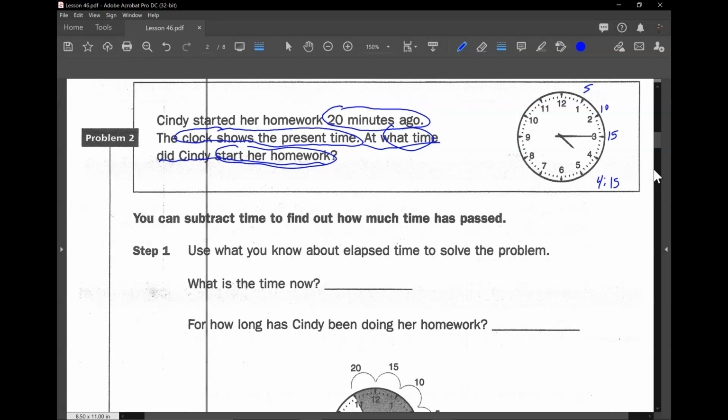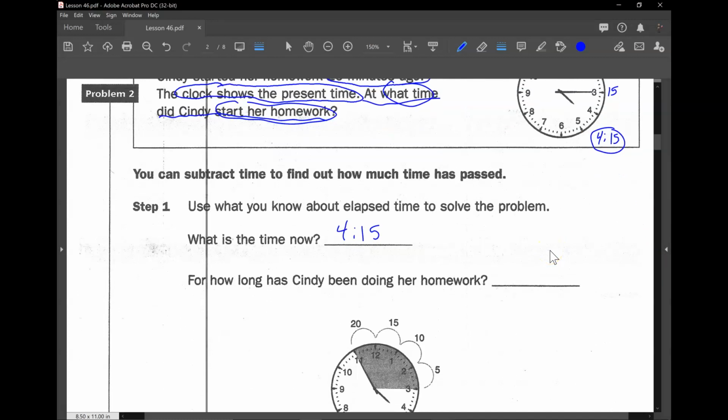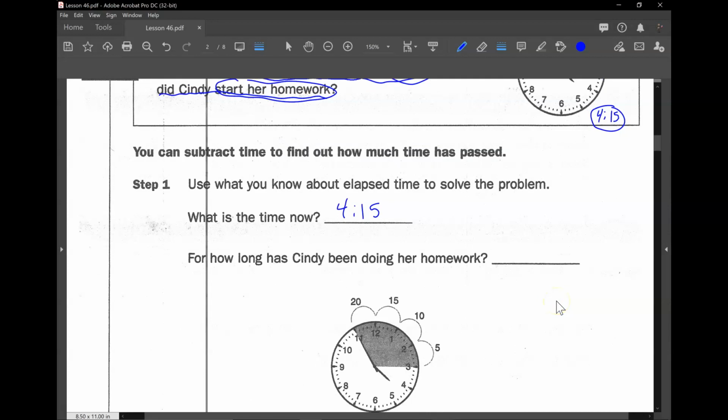So you can subtract time to find out how much time has passed. Use what you know about elapsed time to solve the problem. What is the time now? Well, we said that the time right now is 4:15. For how long has Cindy been doing her homework? Well, she started 20 minutes ago. So she's been doing her homework for 20 minutes.